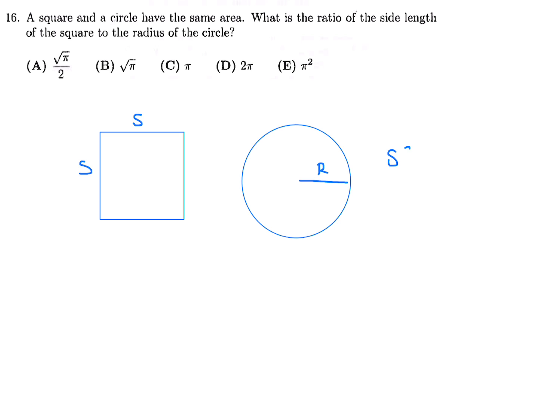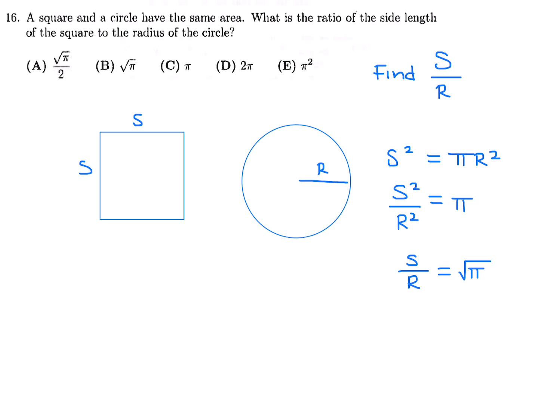So that means that S squared is equal to pi R squared, right? Area of the square is equal to the area of the circle. And they want you to figure out the ratio of the side length to the radius of the circle. So find this. Well, using this formula, we can just put S squared and then R squared below it. And if you take the square root of both sides, you get S over R is equal to square root of pi. And that's it. So number 16, the answer is B.